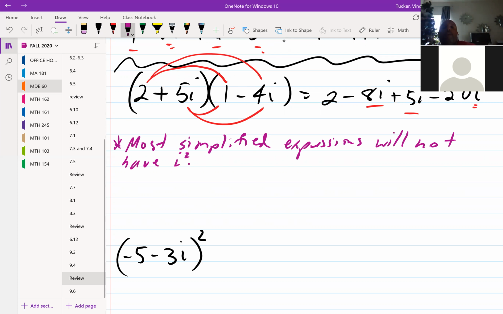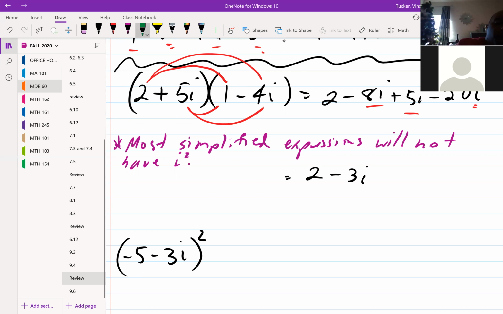All right, so your most simplified expressions will not have i squared. So if you ever have i squared in your answer, you know that it can be simplified further. So negative 8i plus 5i is negative 3i.